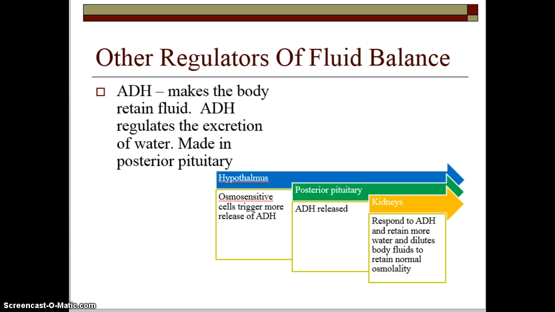Other regulators of fluid balance are, besides the hypothalamus, the posterior pituitary, where that hormone, antidiuretic hormone, is released. We see that the antidiuretic hormone is just like it sounds, against diuresis. It holds the fluid in. The body keeps the fluid when the posterior pituitary puts that hormone out. The kidneys respond to that and they retain the water. They dilute the body fluids to maintain that normal osmolality. So ADH is very important in this whole process of fluids and what we're doing with those.